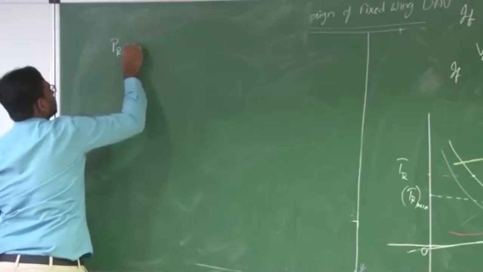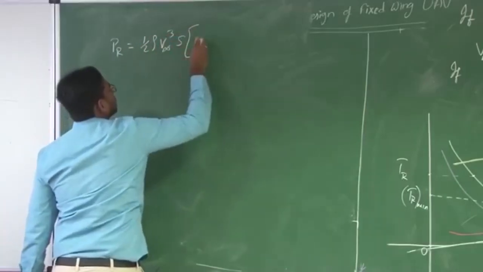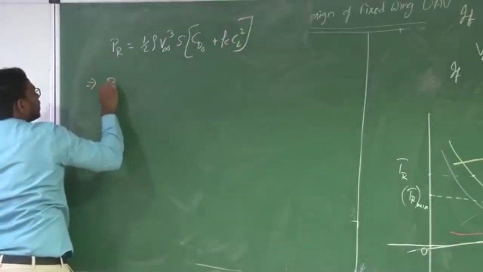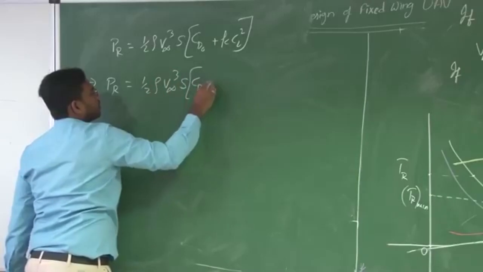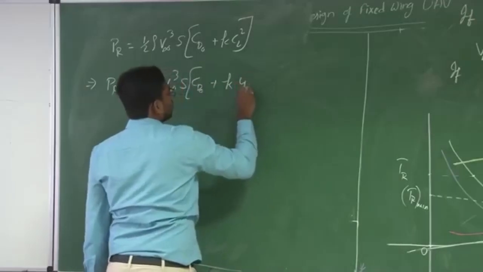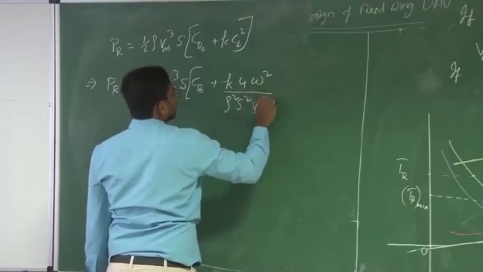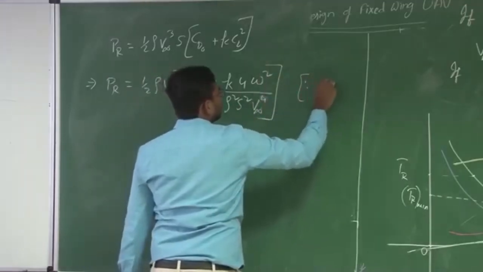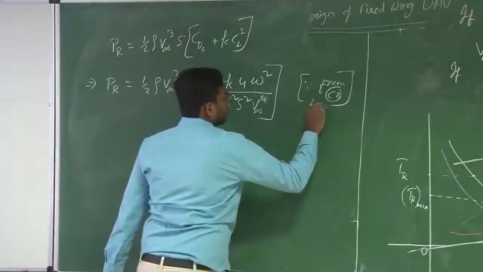So power required is equal to half rho V infinity cube S into CD, where CD is CD naught plus K CL square. This implies the power required of this UAV is half rho V infinity cube S into CD naught plus K into, what is CL? 4 W square by rho square S square V infinity square, V infinity raised to the power of 4, since from C2, L is equal to W. Right, C2 is L equals W.